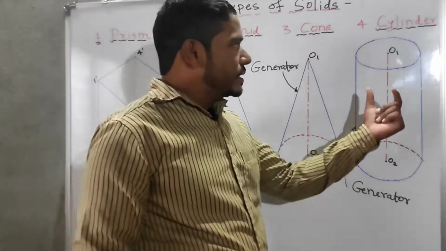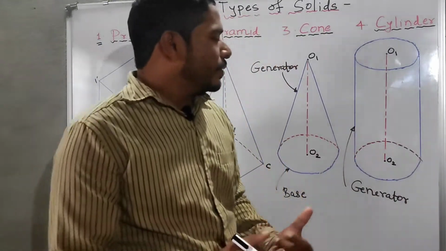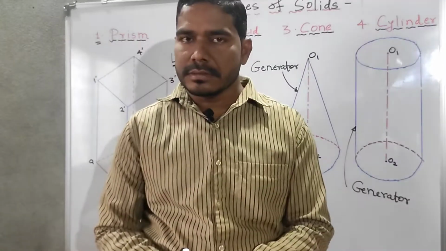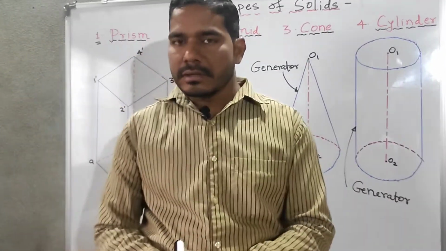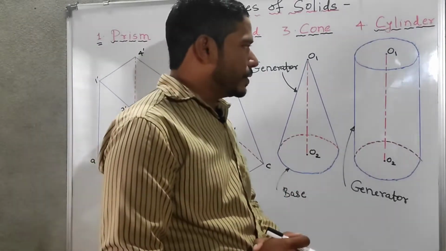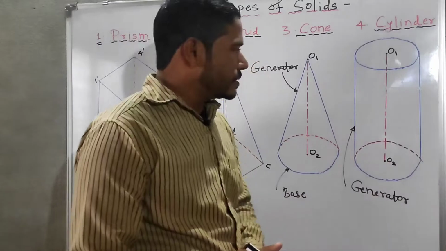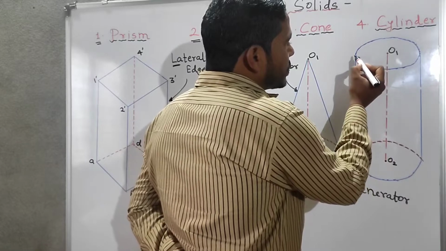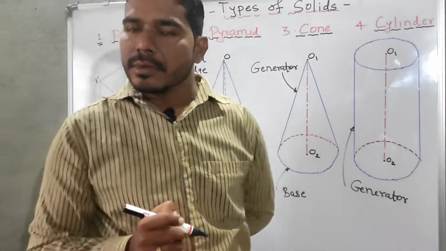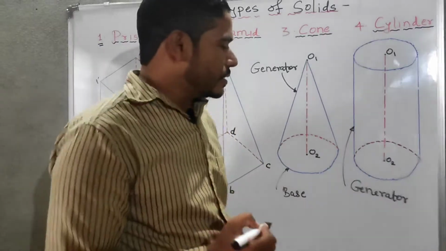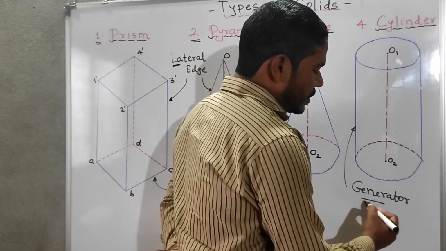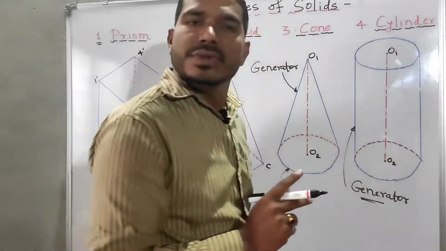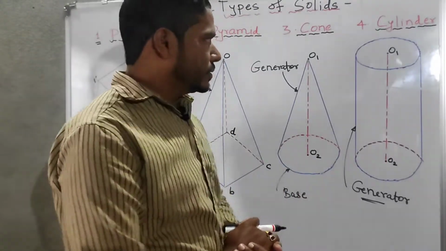Next, the cylinder. As already discussed, its bottom face is identical to the top one: the base is circular, and the top face is also circular. It has a curved surface, as we know. Here also, the line joining a point of its top face to a point of its bottom circle we call a generator. Any line that joins its top and bottom face we can call a generator.